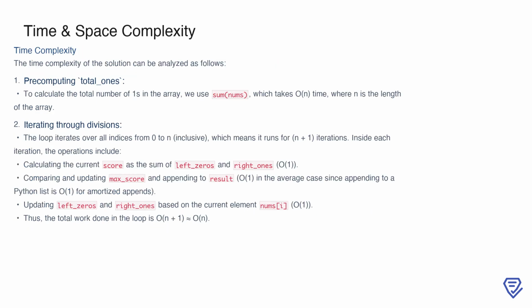To analyze the time complexity of the solution, we start with the pre-computation step. Calculating the total number of ones in the array using the sum function takes O(n) time, where n is the length of the array.